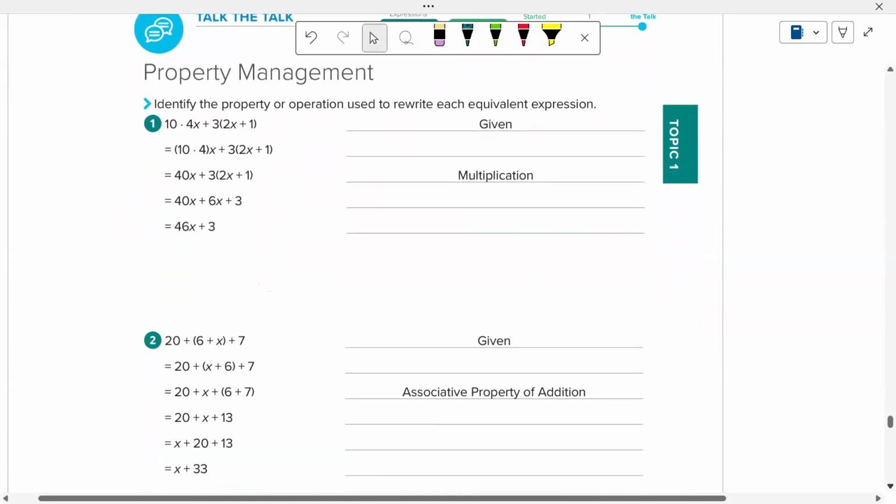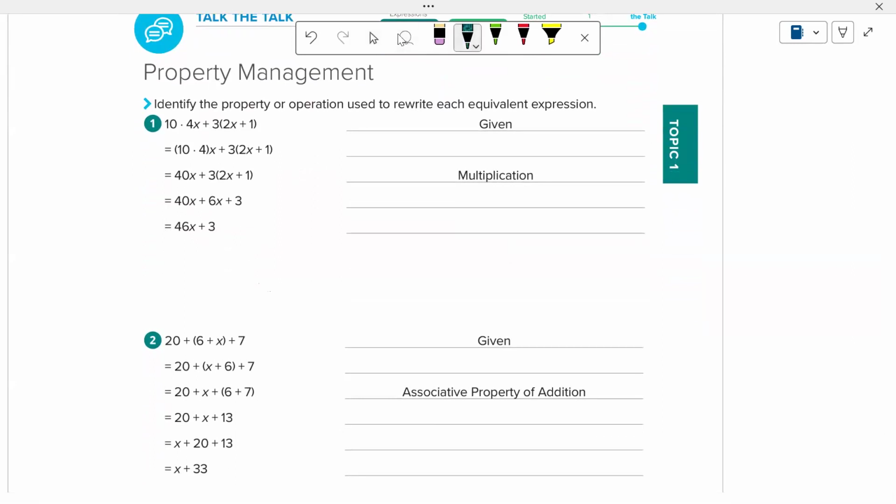And the last one, page 393. Identify the property. It says identify property or operation used to rewrite each expression. So you're looking for what they did from the given, which is what they gave you, to the next step. I noticed they multiplied these two. That's all they did. They rewrote that with commutative property.